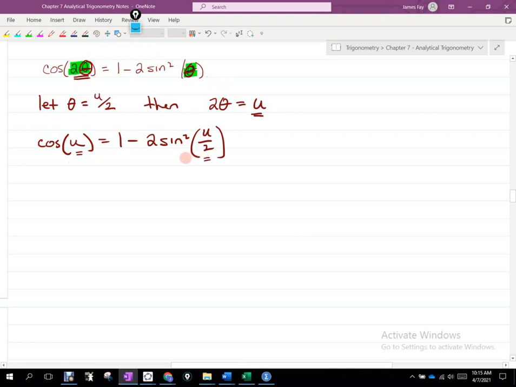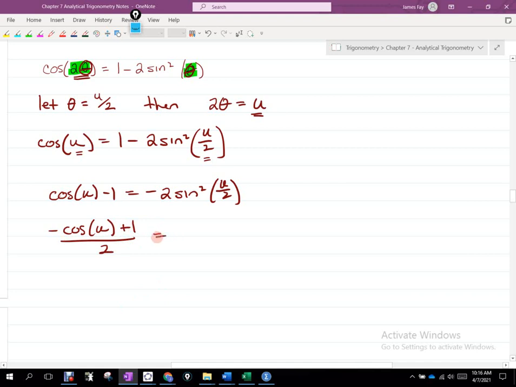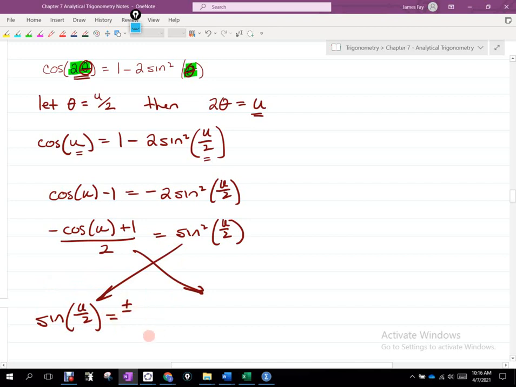Let's solve this for sine now. Okay. If I solve this for sine, I'm going to have cosine u minus 1 equals negative 2 sine squared of u over 2, right? Divide by negative 2. So it's going to go negative cosine u plus 1 over 2 equals sine squared of u over 2, correct? Square root both sides. And I'm going to move sine over here. So square root both sides, so it gives me sine of u over 2. We introduced the square root, so it's plus or minus.